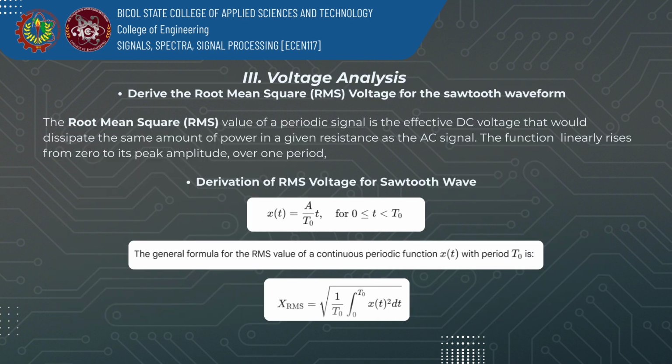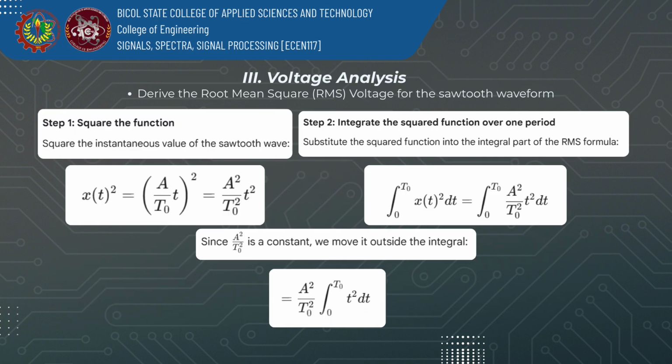Moving on to the voltage analysis, let's find the root mean square or RMS value. So the process is in the name itself, square, mean, then root. First, we square our function to get A squared over T sub o squared times t squared. Mean, we integrate t squared, which gives us t cubed over 3. Evaluating this from 0 to T sub o, we get A squared over 3. And for the root, we take the square root. So the RMS voltage of a sawtooth wave is simply the amplitude divided by the square root of 3.